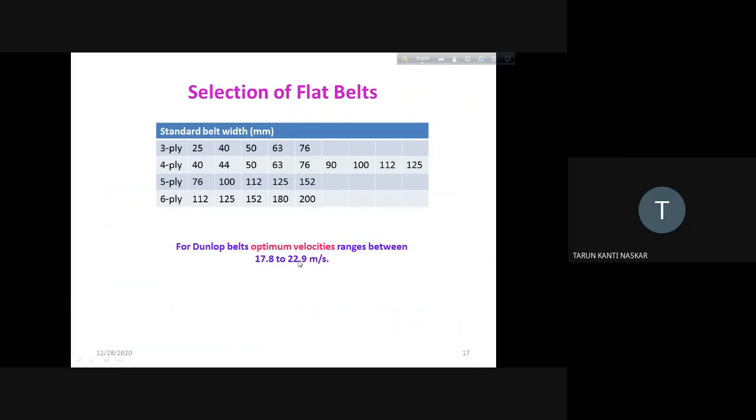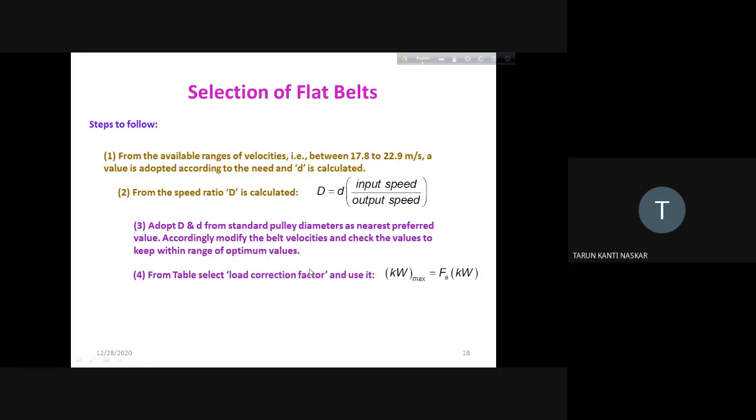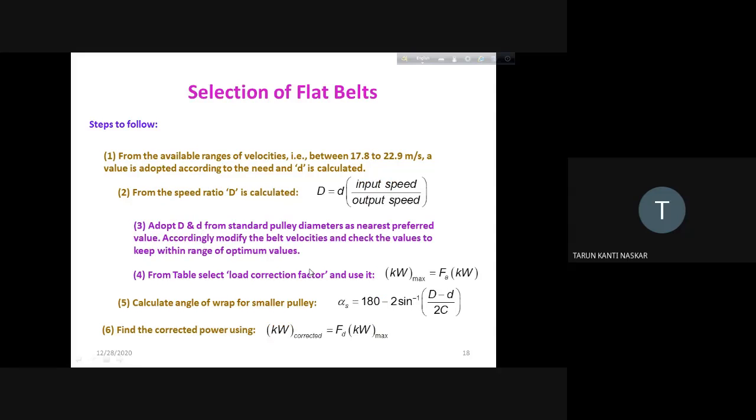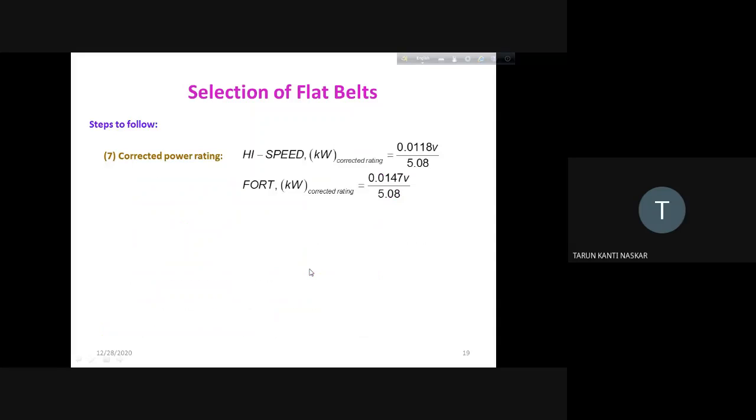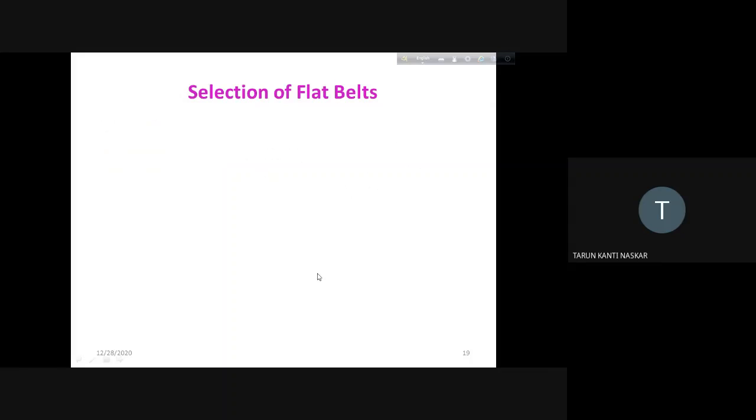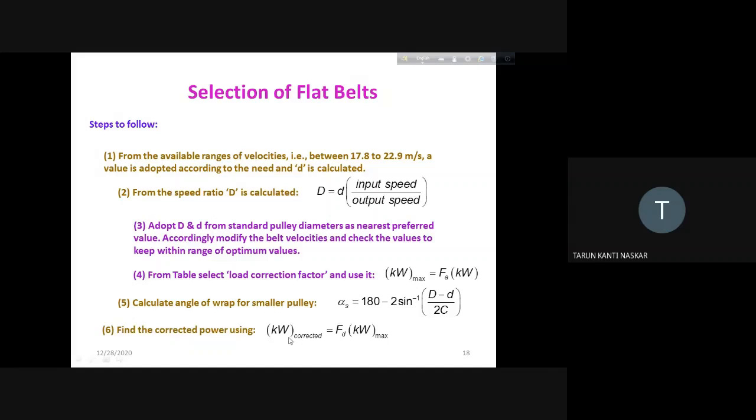Do you get my point? Yes sir, yes. Speed should be within this range. This is the optimum velocity. Now this is very important. This means kW corrected, you have considered alpha. By considering alpha, you have got a value of kW corrected. So this kW corrected is now at your hand.